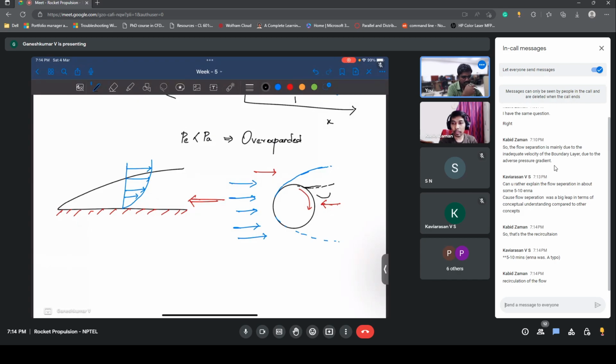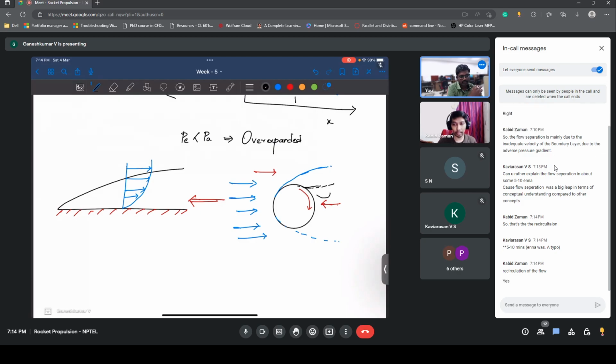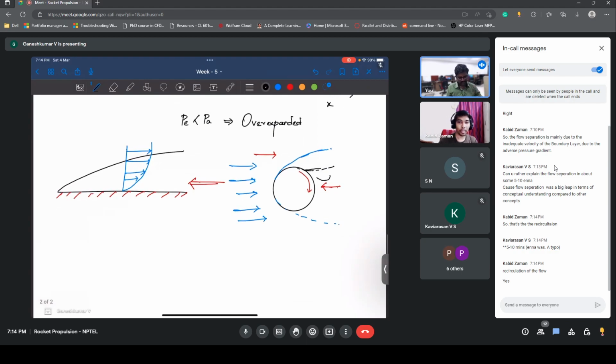That's the recirculation of the flow. In which case are you saying recirculation, the ball one? Okay, so here you are saying it's going to be in a recirculation zone. What do you mean by recirculation? Recirculation is something different, right? So when do you say recirculation?